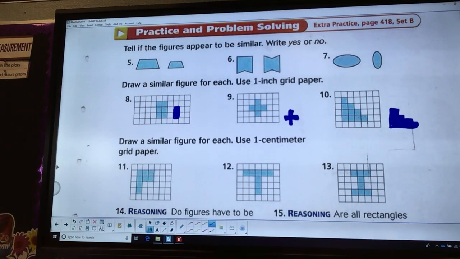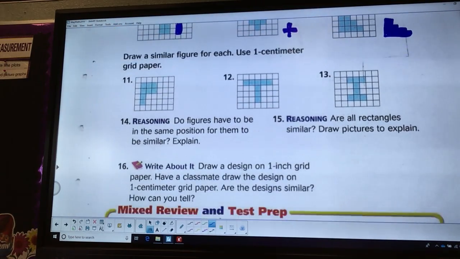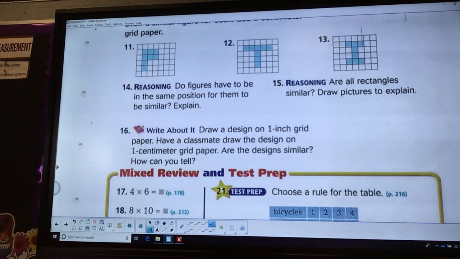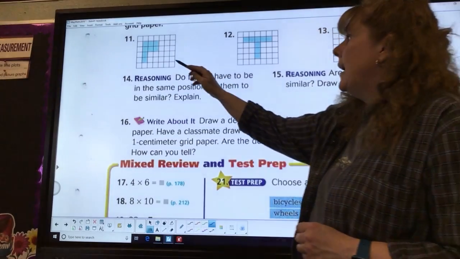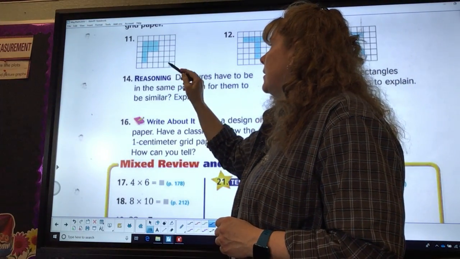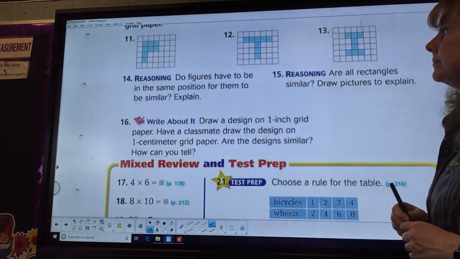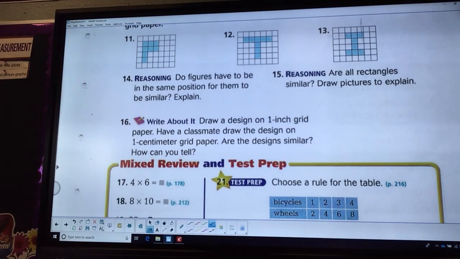Now, I want you to try drawing these next ones just on your lined paper. You're going to do 11, 12, and 13 on your own. And basically what you're trying to do is make sure that you count. Okay? You're just going to make something a little smaller or a little larger. You could do it on white paper or anything you'd like.